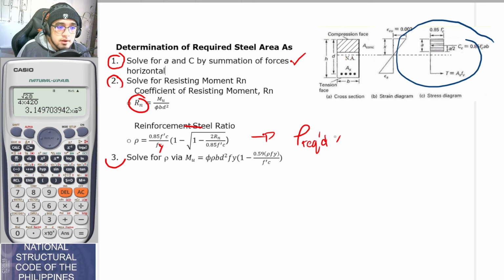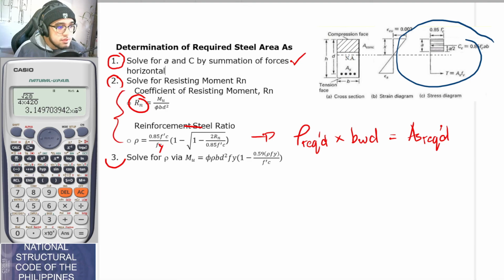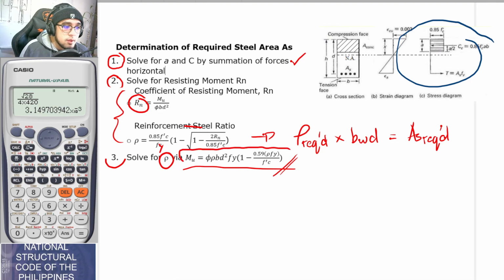So ρ required times BWD. This would give you an answer of AS required. So ayun, itong number 2 yung pinakamadali actually. And for the third method, you can solve for ρ via this equation. This is actually the shortcut that I taught you last video lecture. Ito na-derive to with the help of Sir Segundo.